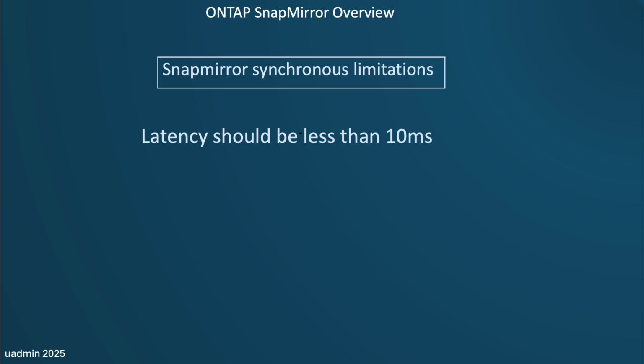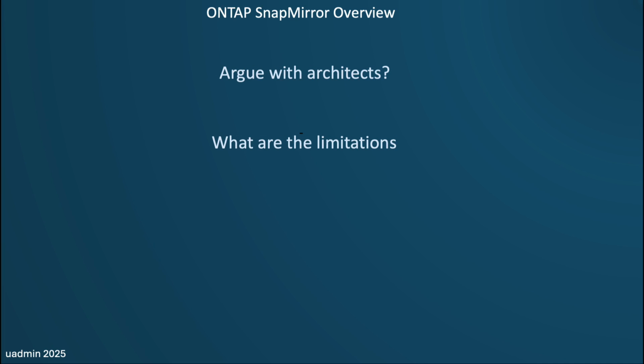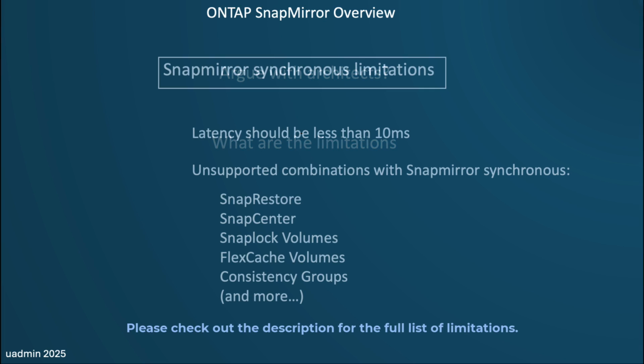And next to the latency requirement, there are quite a few unsupported features. So if you do want to use SnapMirror Synchronous, the first thing you should do is have a look at the limitations, because they might be a reason to opt for asynchronous replication. Now, this is an incomplete list of unsupported features, like SnapRestore, SnapCenter, SnapLock volumes, FlexCache volumes, consistency groups, but as I said, there are quite a few more limitations, and the full list can be found in the description.